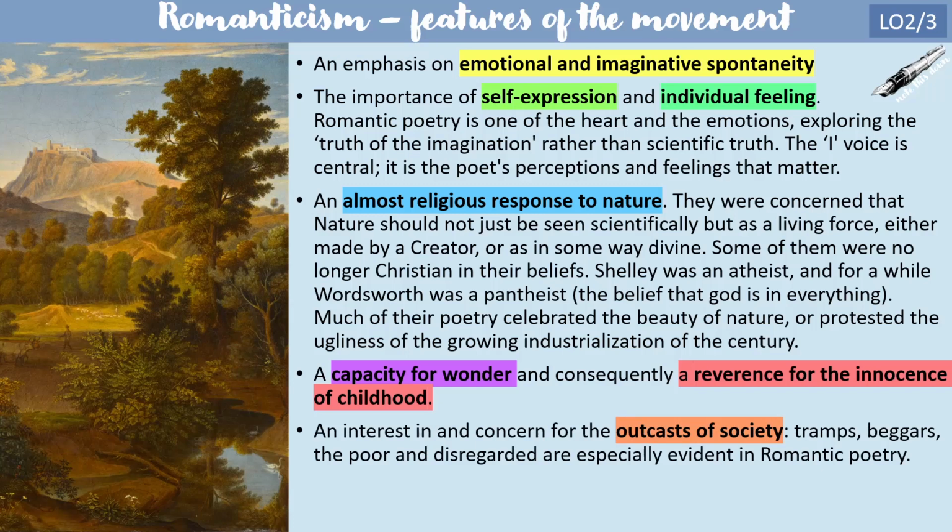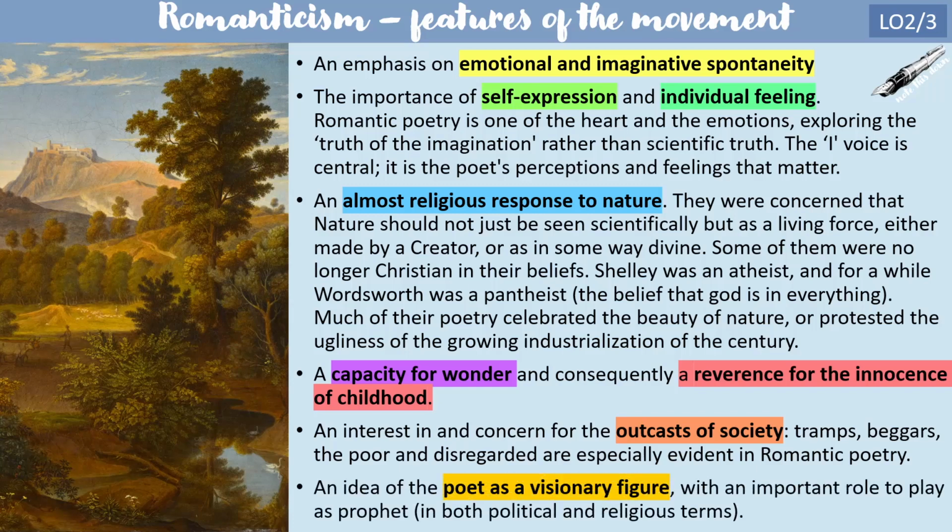They are, as we've said on the previous slide, interested in the outcasts, the underdogs of society. So tramps, beggars, the poor, the disregarded, are especially evident in Romantic poetry. The Romantics will also look at things like the victims of industrialisation. Their poetry, on the whole, is a political message that they're sending about the time. And finally, this links into the idea that the poet is a visionary figure.